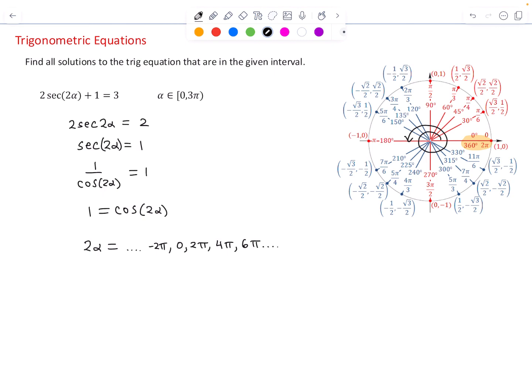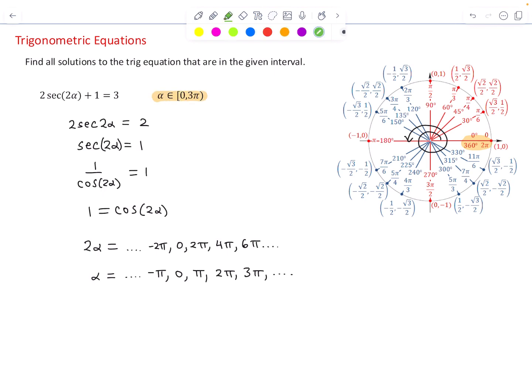Now we take this list and divide everything by 2 to isolate alpha. So negative 2 pi divided by 2 is negative pi. 0 divided by 2 is 0. 2 pi divided by 2 is pi. And then we get 2 pi, 3 pi, etc. If necessary, you must make this list as long as you need to ensure that you find all the angles that you are looking for given your restricted window.